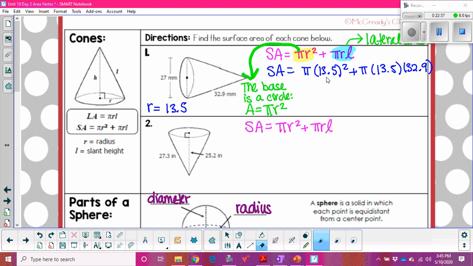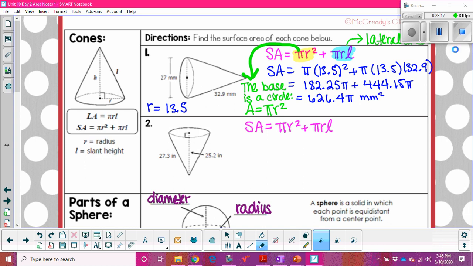I want to get it in terms of pi first, so let's do that. You have 13.5 squared, which is 182.25, so 182.25 pi, plus 13.5 times 32.9, which is 444.15 pi. You add these two together and you get 626.4 pi millimeters squared.